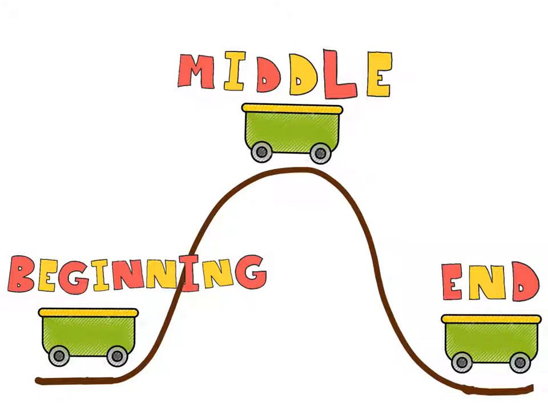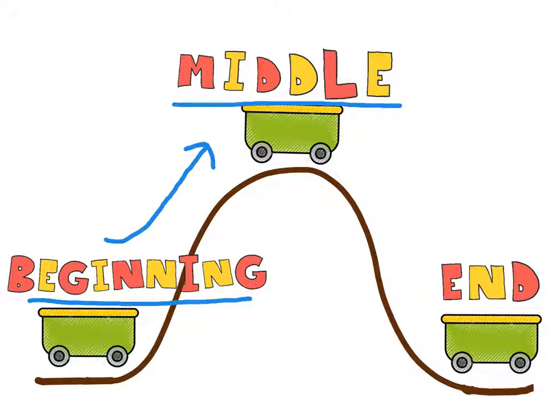How can we identify the beginning, middle, and end of a story? The beginning of the story introduces our characters and setting, which is like the beginning of a roller coaster, where you are slowly going up the hill and you begin getting familiar with it, just like you begin getting familiar with a story.